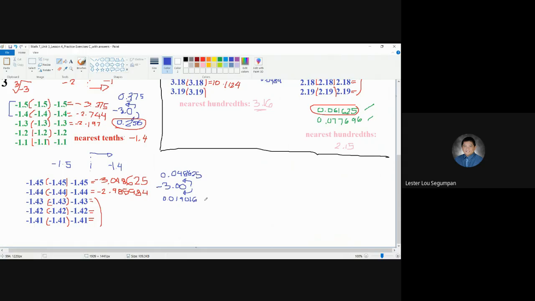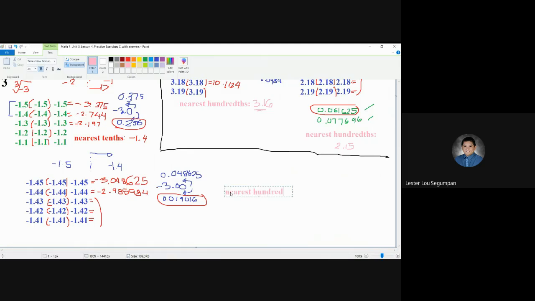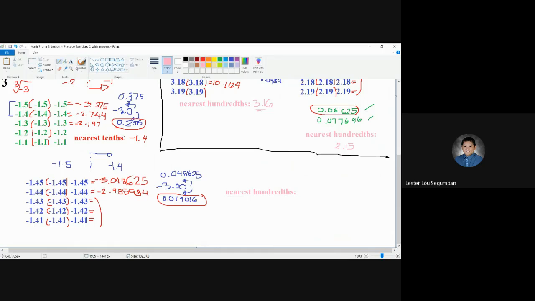So where is it closer to right now? It's actually closer to this value. So the final answer, it's closer to the bottom, so we pick the bottom value. So its nearest hundredths is the value of negative 1.44.